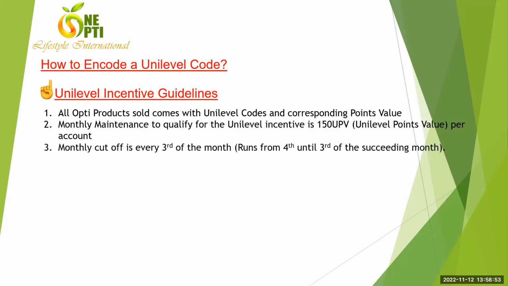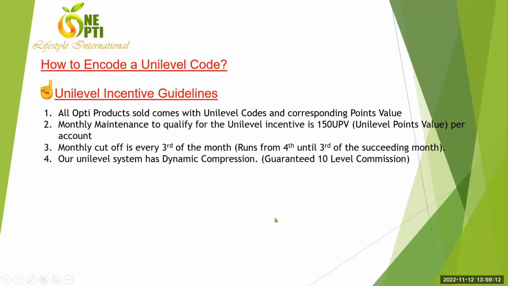So the monthly cutoff, this is what I was talking about earlier. The cutoff is actually the 3rd of the month. So it runs from the 4th up until the 3rd. Let's say, for example, for the month of November, it actually starts November 4th and it will end December 3rd. Then a new cutoff will come in.